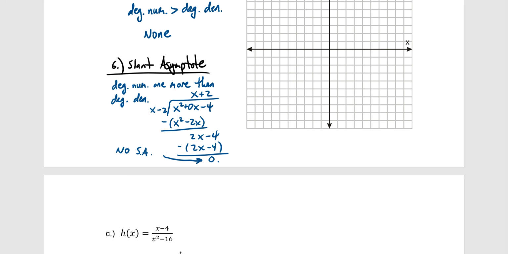However, if we divide the numerator by the denominator, we're going to end up getting a remainder of 0, which means there's no slant asymptote.